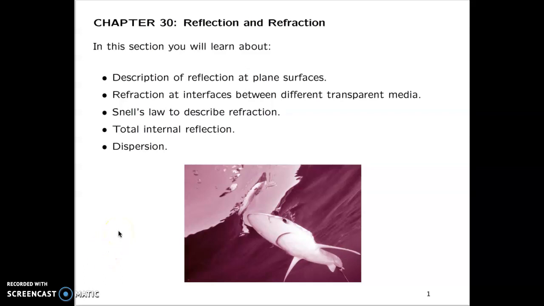Okay, we're going to skip ahead a few chapters to chapter 30. The last chapter that we finished was chapter 26 on magnetism. So we learned a little bit about magnetism, and prior to that we had learned a fair bit about electric fields. So we know about electric fields and magnetic fields.